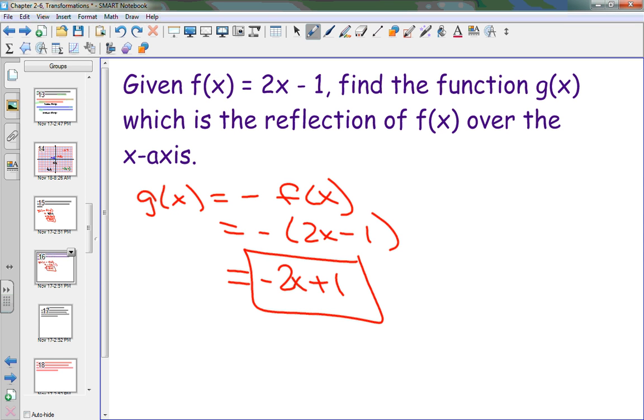Do we understand that? Do you see how I'm using the definition of flipping over the y and flipping over the x to be able to get the new functions? Yes or no? Good. Now let's keep going.